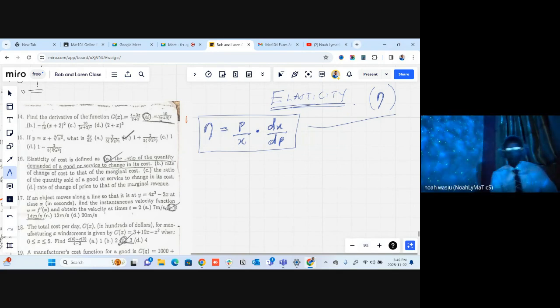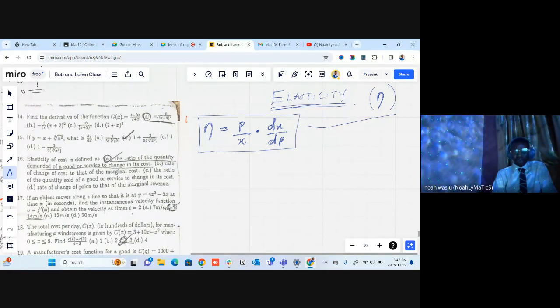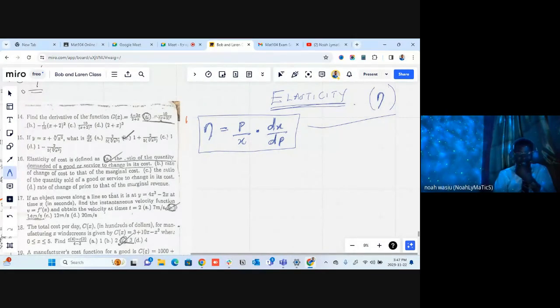I think we don't just call it elasticity, it's elasticity of cost. So elasticity of cost is defined as the ratio of the quantity demanded of a good or service to change in its cost. I think it's just the normal definition. But let me check the second definition: rate of change of cost to that of marginal cost. No, we can't use marginal cost.